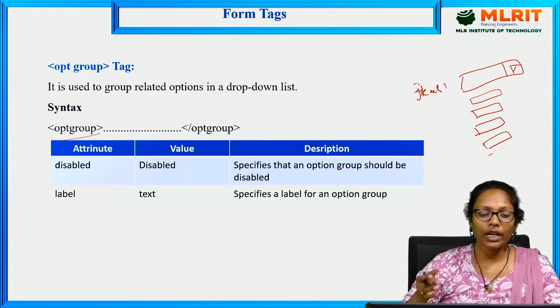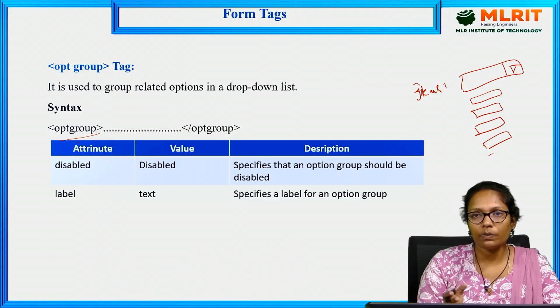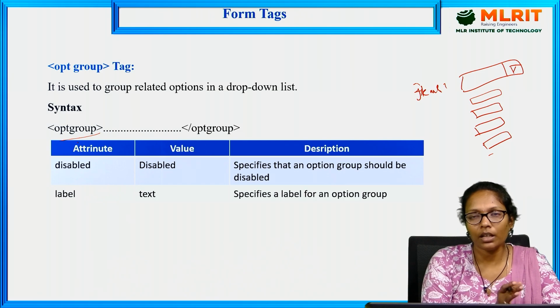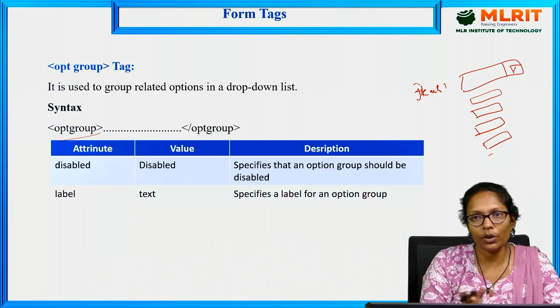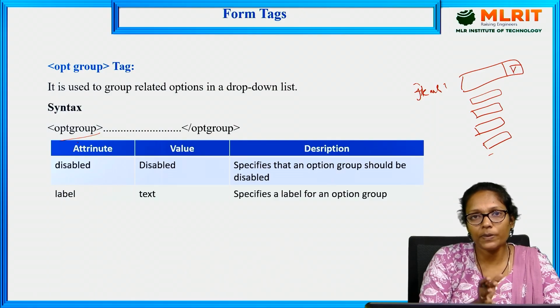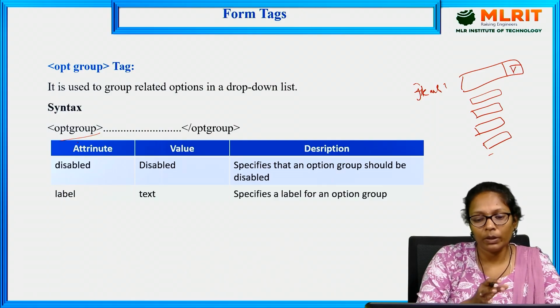So instead of that, if you use this opt group, you can make the items into groups. All the fruits I'm making as one group, and I'm keeping all those items under the fruit group. All the vegetables I'm making as one group, and I'm giving the group name as vegetable. And all the grocery items or pulses or dals, whatever it may be, I'm making some groups, and under that group I'm adding those items. Like that, opt group will be used here.